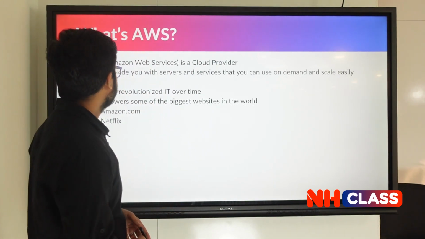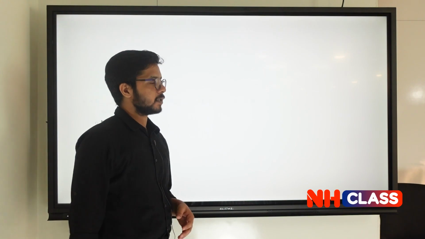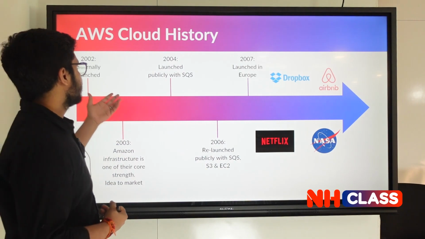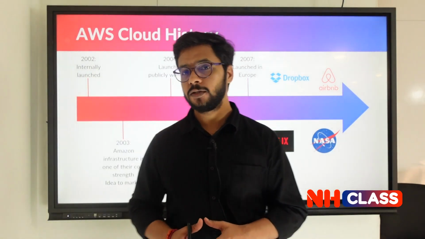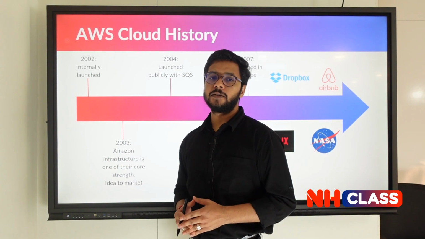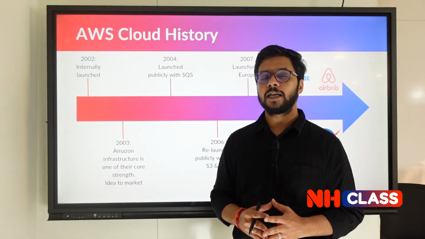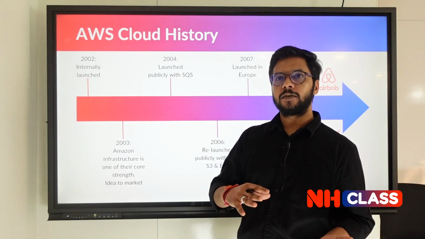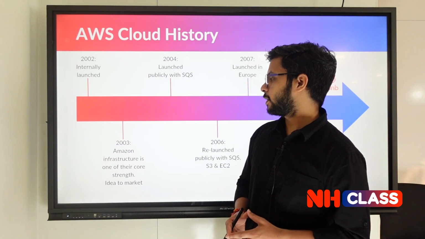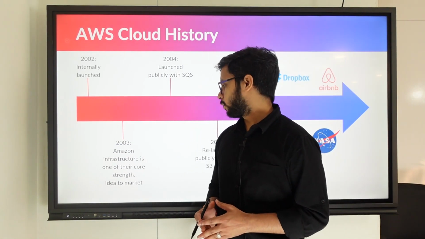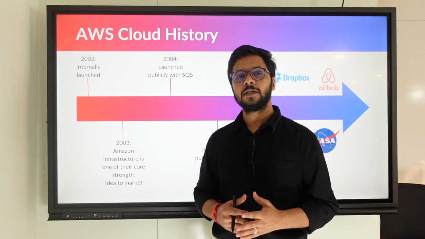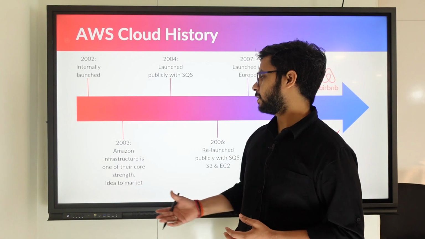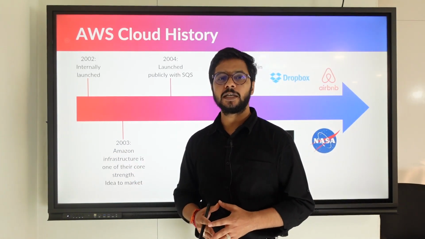Now, the history of AWS. Initially, AWS was launched internally in the year 2002, because they thought their IT part could be put in the cloud, set to remote. Then in 2003, it was working really well, so they thought of bringing this idea to the market. The best thing for that was the Amazon infrastructure, which was their core strength.